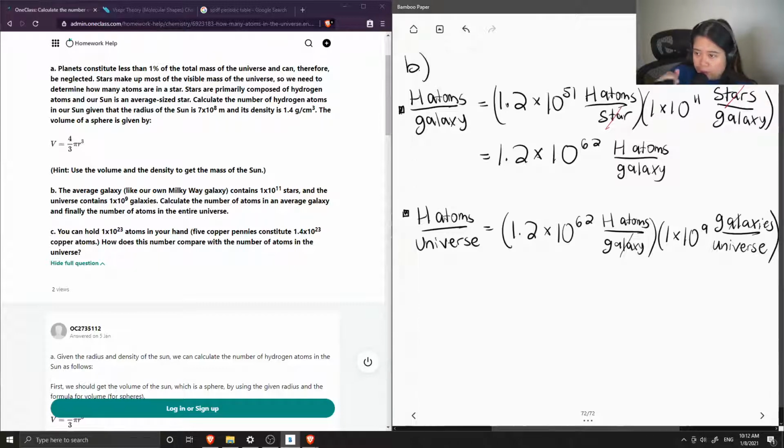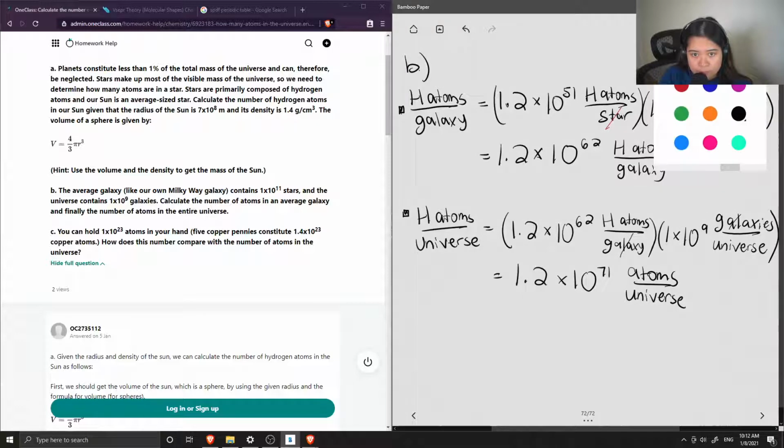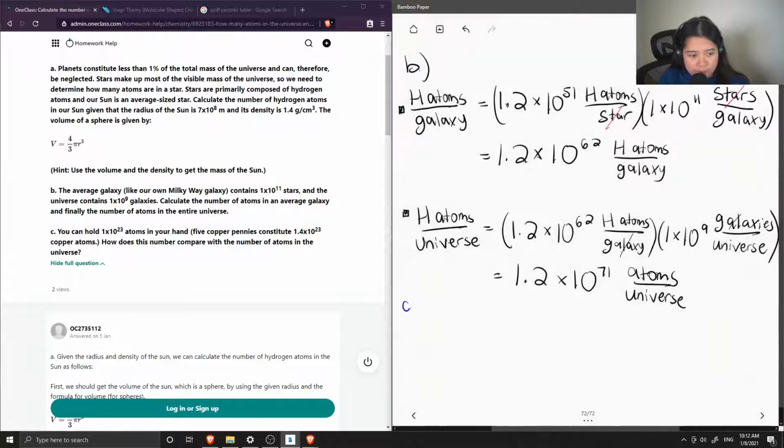So now our unit for galaxies, I guess, will cancel out. And if we multiply the two, we have 1.2 times 10 to the 71 atoms per universe, which is a lot. So now let's look at part C.